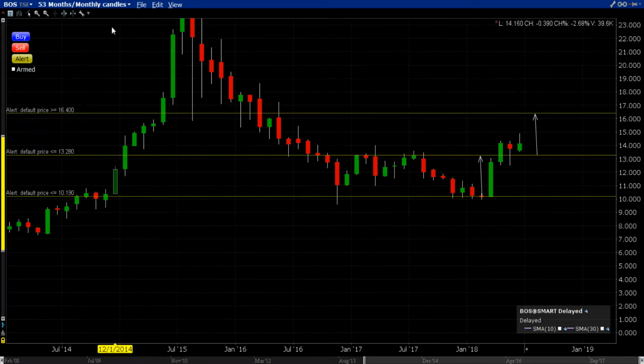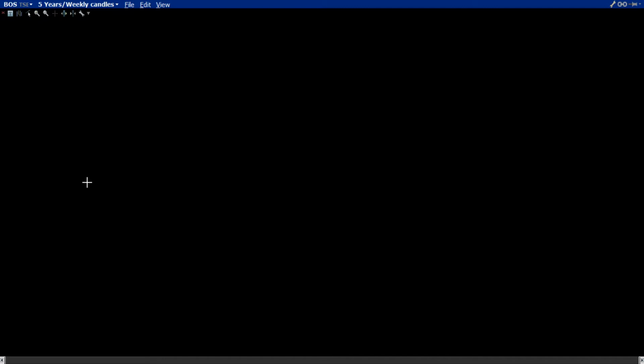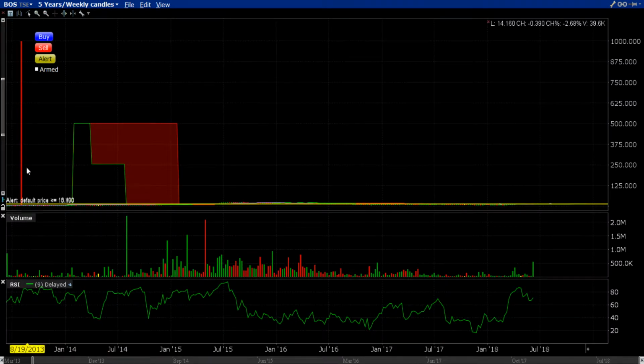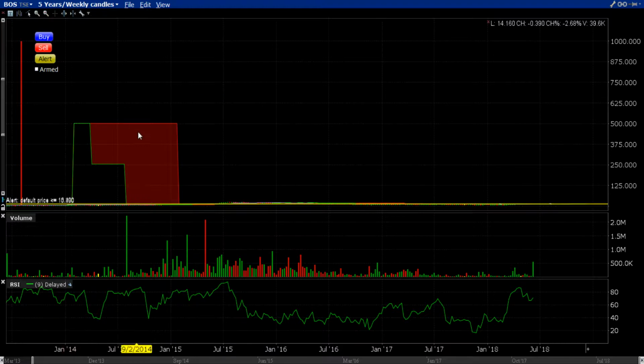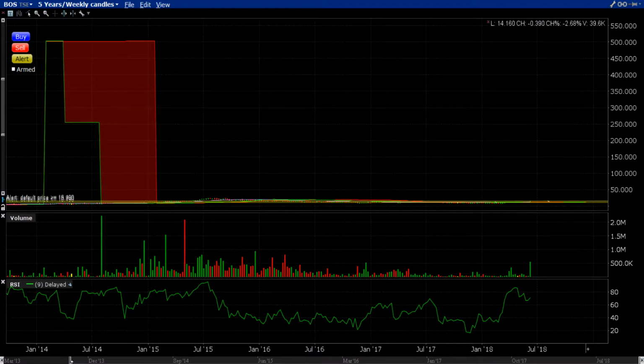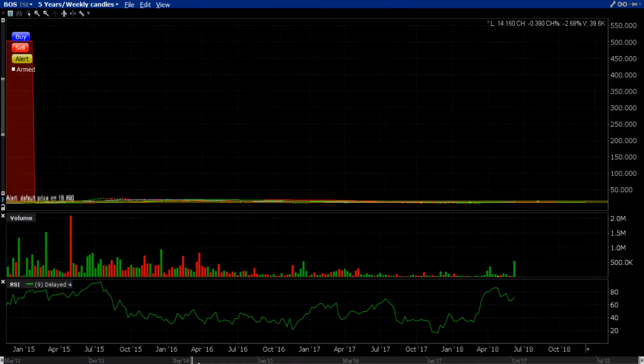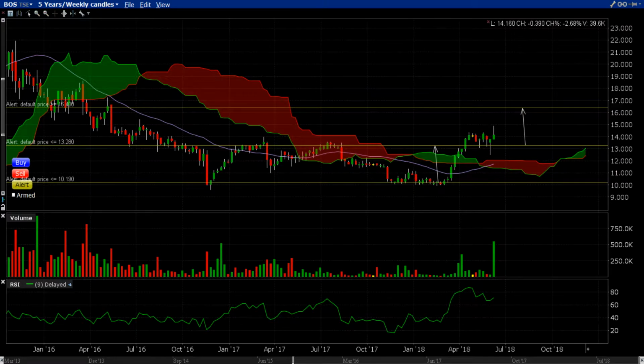And let's scoot over to the 5-year weekly chart. Had a crazy candle here and it skews all my Ichimoku cloud. Why, Interactive Brokers, why does that happen? Doesn't matter. Okay, here we are.